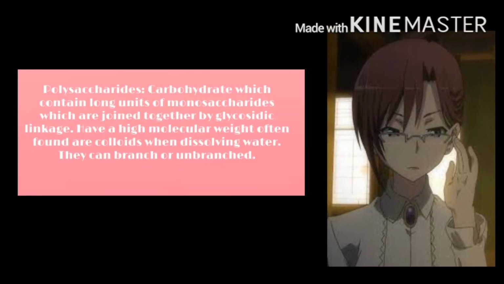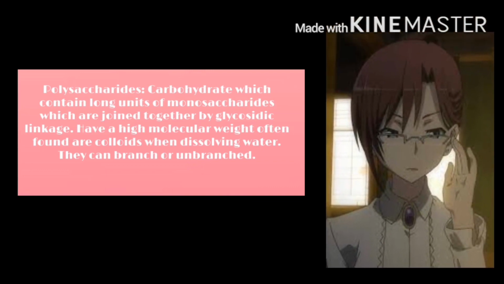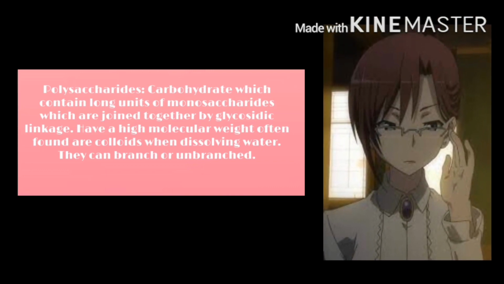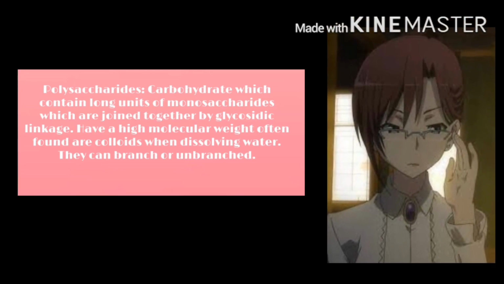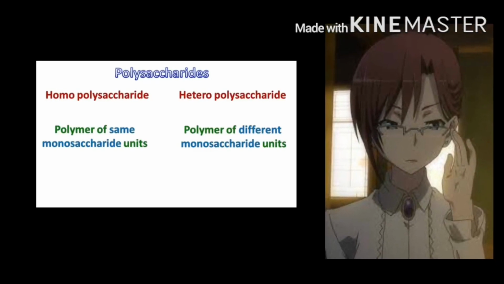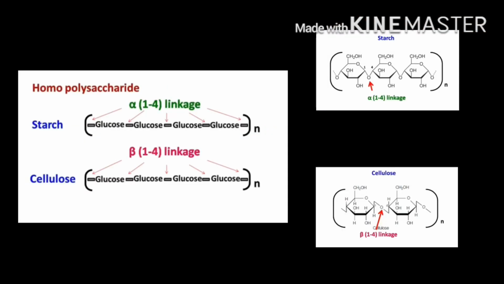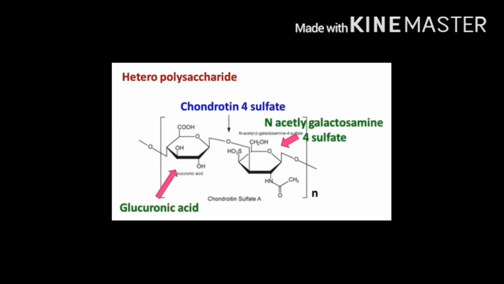Polysaccharides are carbohydrates which contain long units of monosaccharides joined together by glycosidic linkages, have a high molecular weight, and often form colloids when dissolved in water. They can be branched or unbranched. To classify more, homopolysaccharides are polymers of the same monosaccharide, for example starch and cellulose. Heteropolysaccharides are polymers of different monosaccharide units. The example is chondroitin 4-sulfate.